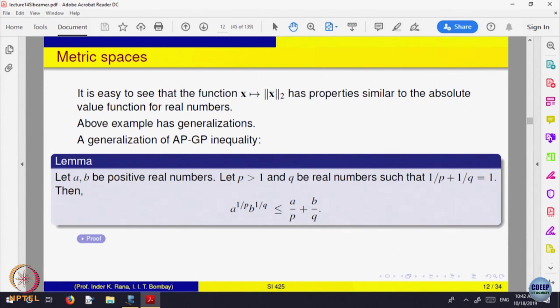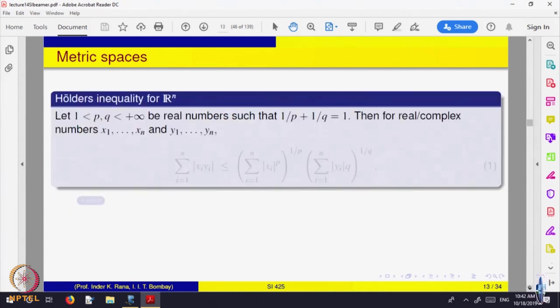Using this, we will prove our Holder's inequality. So, what is Holder's inequality? Let us go to Holder's inequality. That says that if p and q are between 1 and infinity, then the dot product is less than or equal to the p-norm of x into the q-norm of y, each raised to the power 1 over p and 1 over q, a generalization of the usual Cauchy-Schwarz inequality. For p equal to 2, q equal to 2, it is the usual Cauchy-Schwarz inequality.